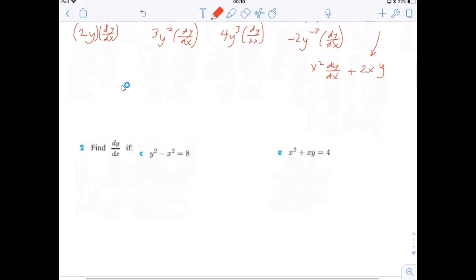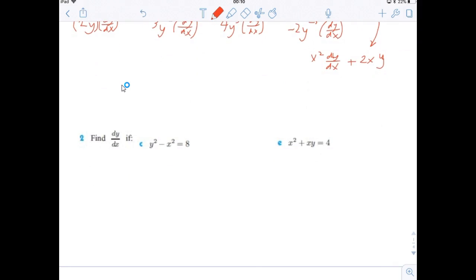All right, now let's move down to the last problem here. Find dy dx if y squared minus x squared equals 8. Okay, so let's take the derivative implicitly of both sides. So we will have 2y dy dx minus 2x equals 0 because the derivative of 8 is 0. And then we're just going to solve for dy dx like we did with the circle last time.